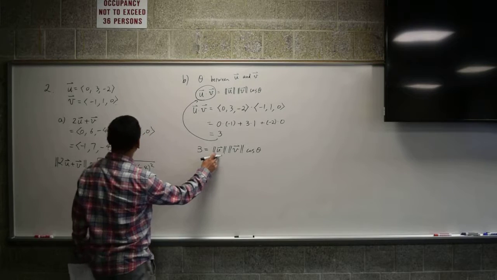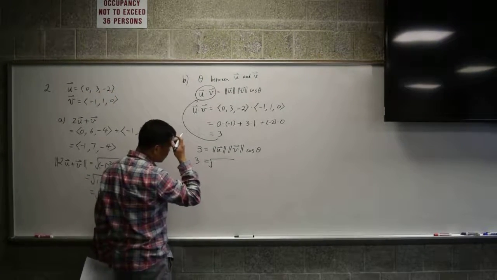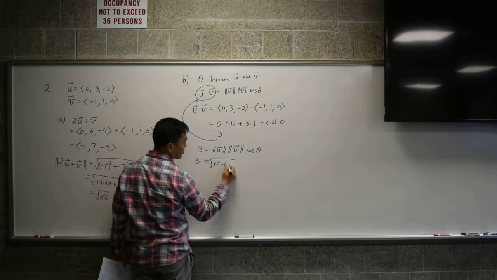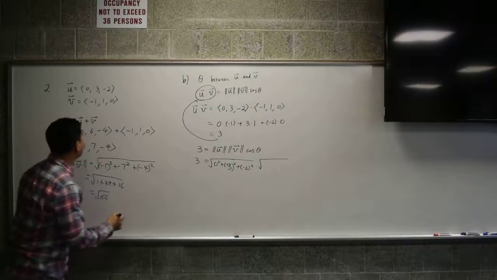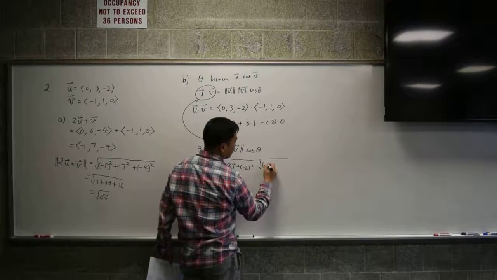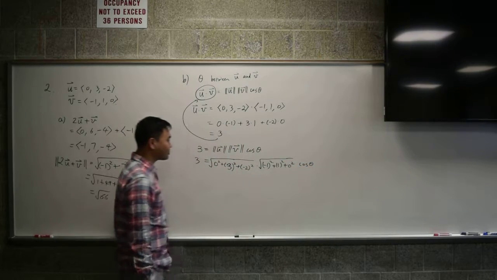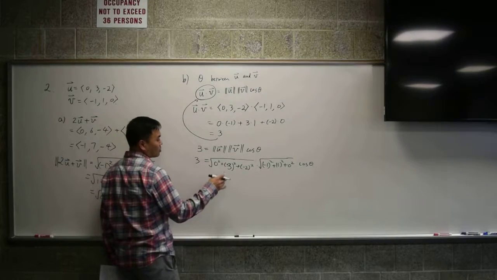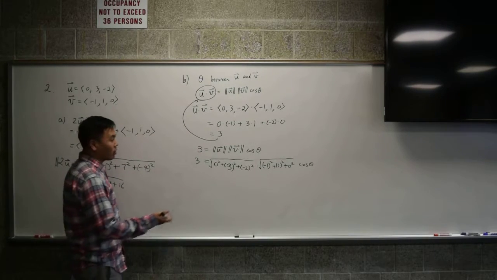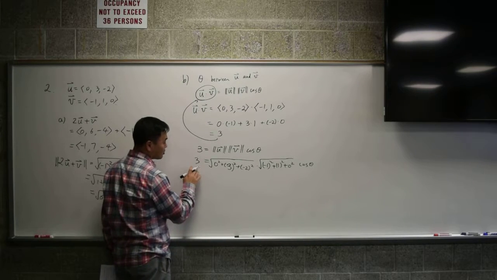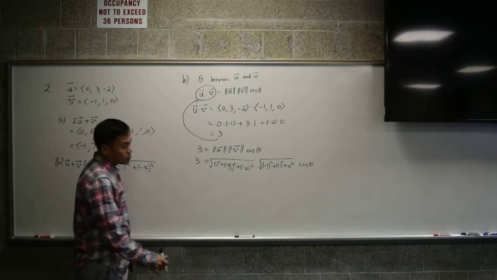And then you have norm of u, which is square root of 0 squared plus 3 squared plus negative 2 squared, times norm of v, which is square root of negative 1 squared plus 1 squared plus 0 squared, times cosine of theta. And we like this because once we compute these, the only thing that you don't know is cosine of theta. And theta is what we're going after. So we can solve this for theta and find what angle theta is. And that's how you make use of the dot product to find the angle between two vectors.